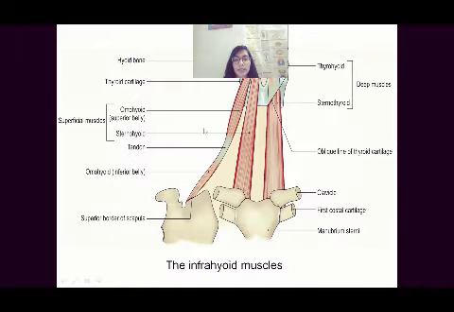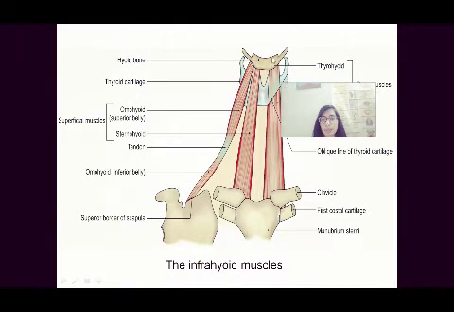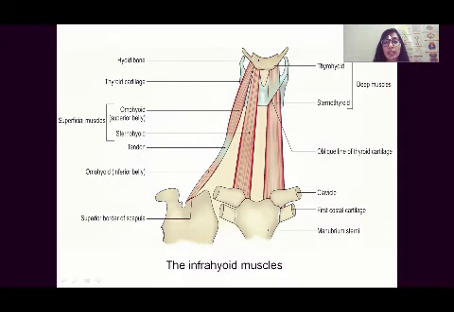After that, let's come to the hyoid bone and muscles. So here this is the hyoid bone, and the muscles which are present above the hyoid are known as suprahyoid muscles, and the muscles which are present below the hyoid bone are known as infrahyoid muscles. So what are the groups of the infrahyoid muscles? The infrahyoid muscles contain sternohyoid, sternothyroid, thyrohyoid and omohyoid.